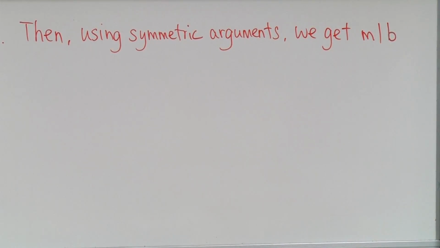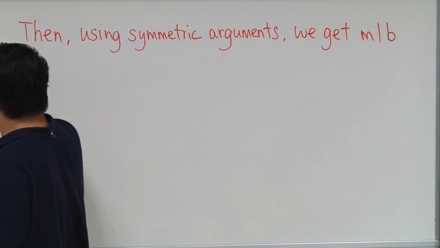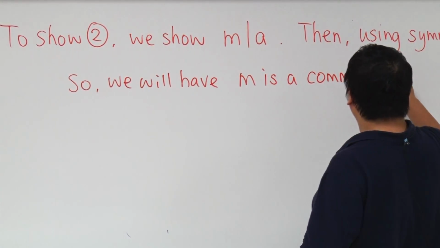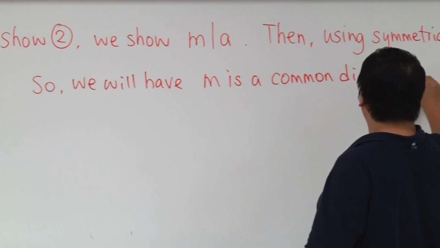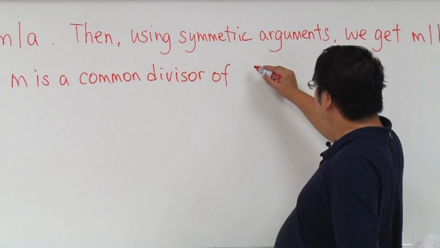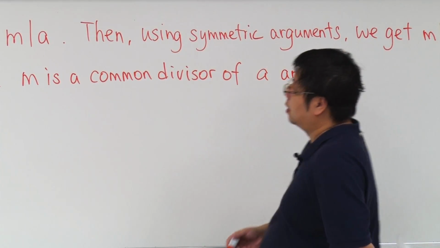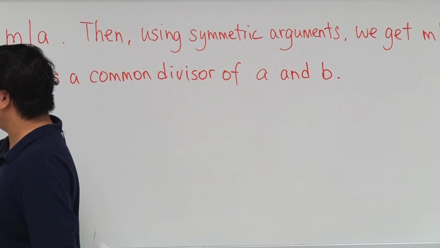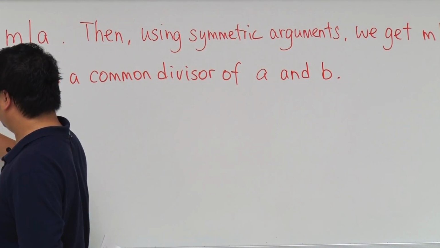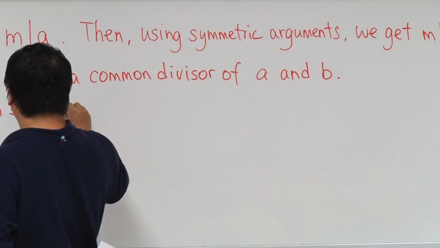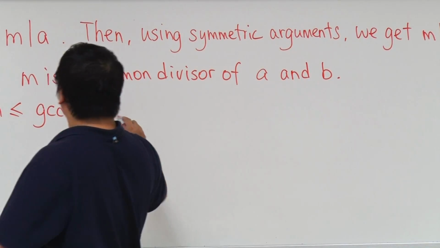So we will have M is a common divisor of A and B, and this implies M has to be less than or equal to GCD of A and B. So this is our strategy.